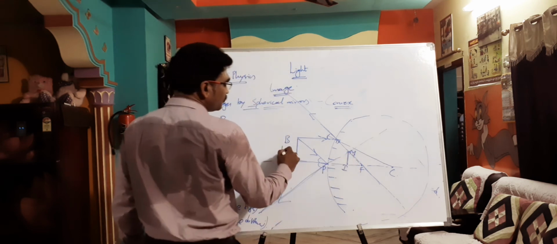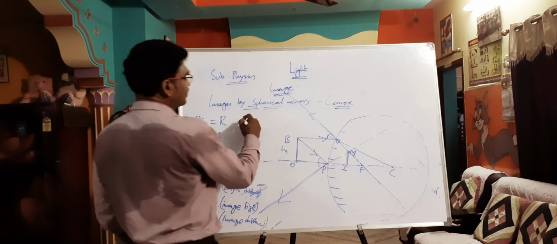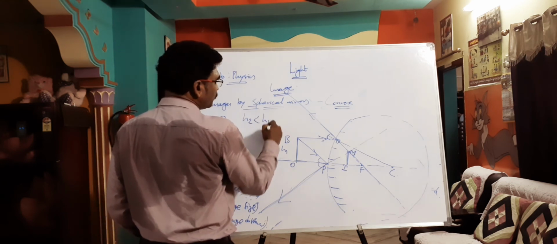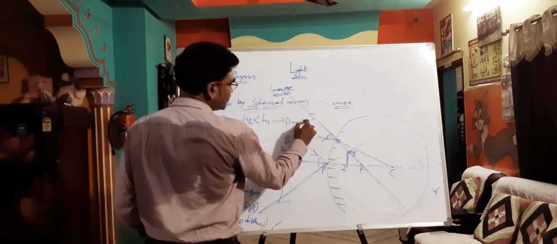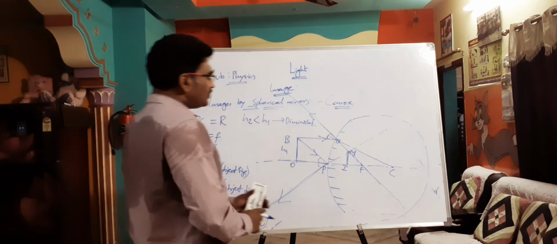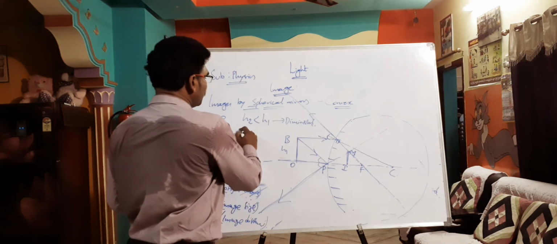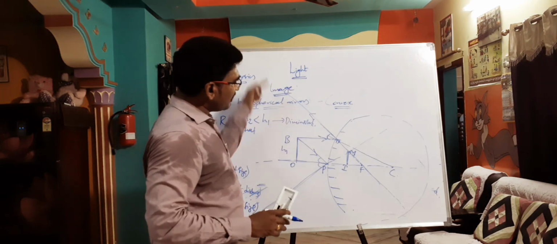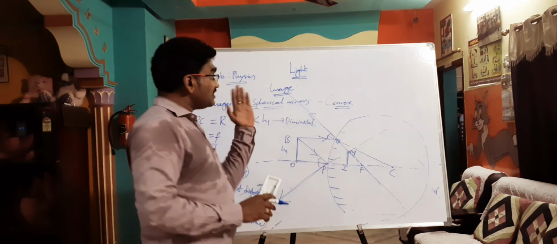Now I take IM as the image. You take OB as H1, IM as H2. H2 less than H1 means what type of image is it? Diminished. It is diminished. Okay, and you see, is it virtual or real? Virtual. How can you say it is virtual? This reflected ray and this reflected ray appear to meet at this point, so it is virtual, but it is erect.